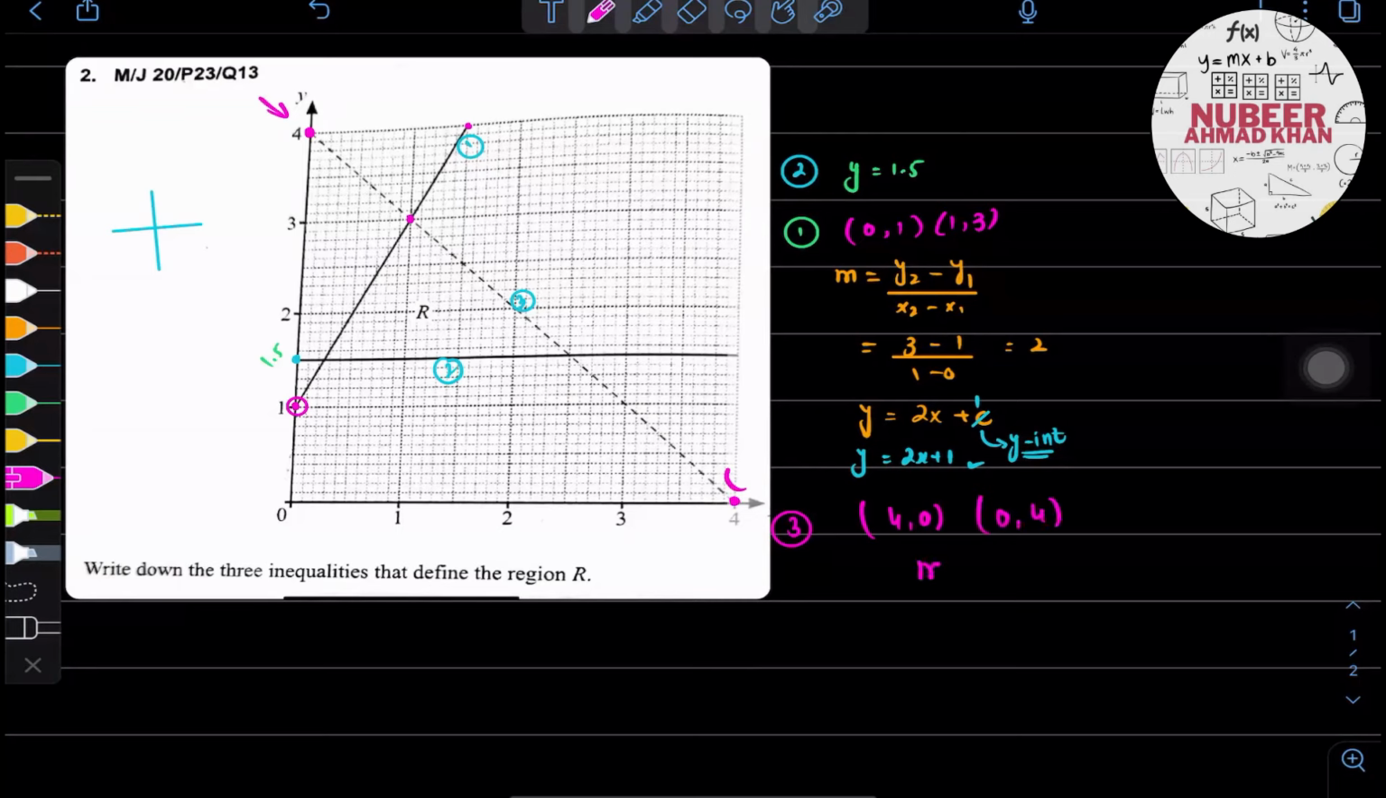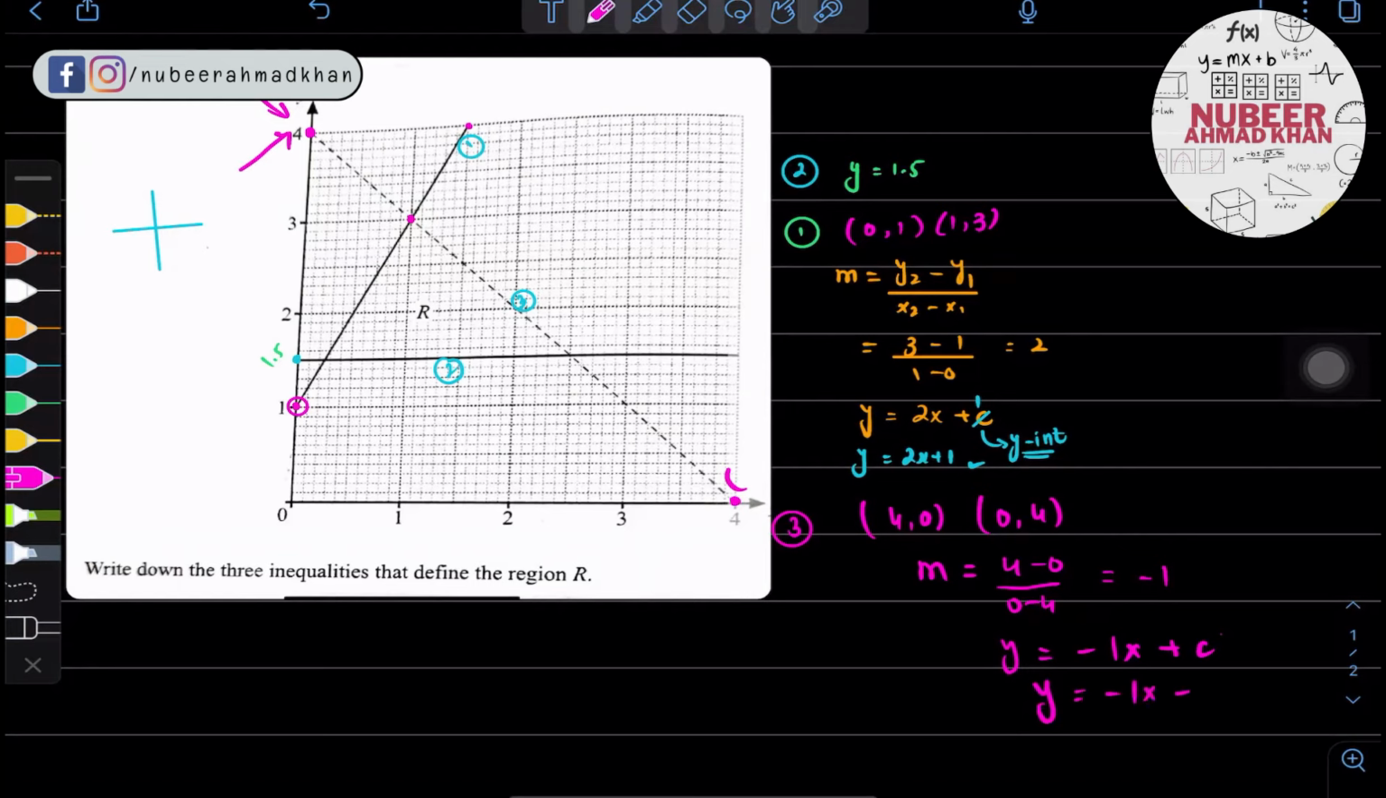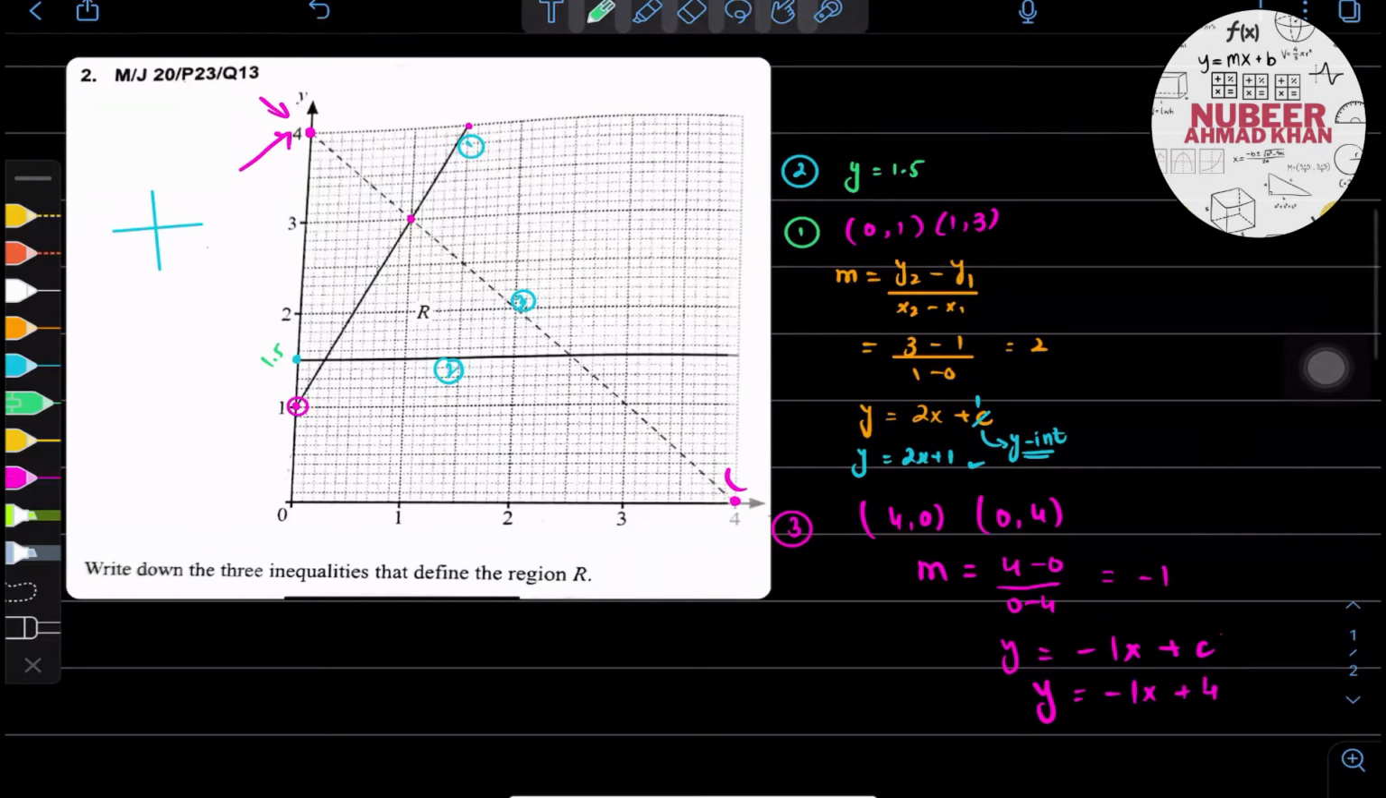So let's find the gradient. So when we go to find the gradient, (4 minus 0) over (0 minus 4), and you would have a gradient of minus 1. So आप इसे लिखोगे y is equal to minus 1x plus c. So what is the y-intercept for this one? 4. बिल्कुल ठीक है. If you look at the graph, the dotted line is cutting the y-axis at 4. So y is equal to minus 1x plus 4.